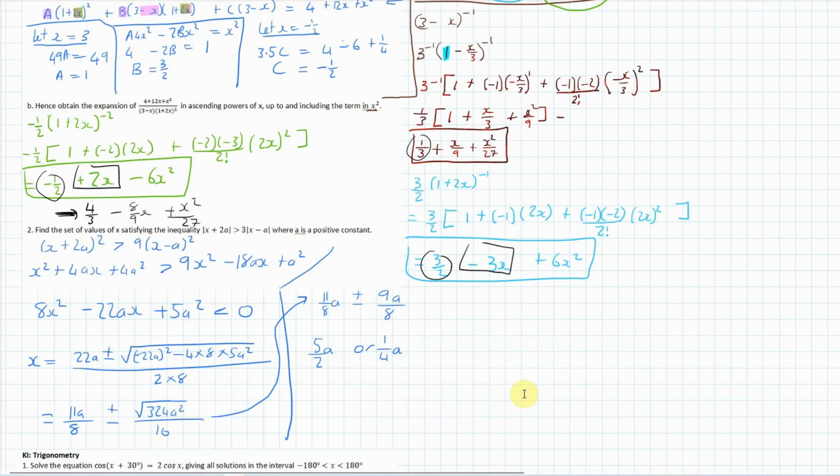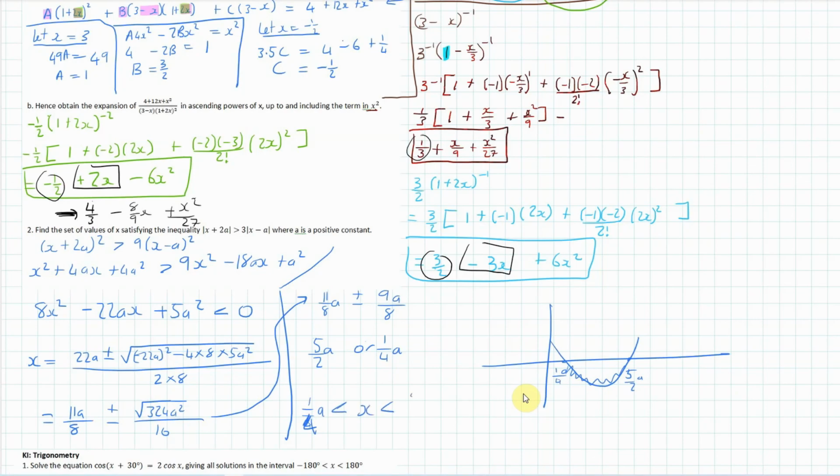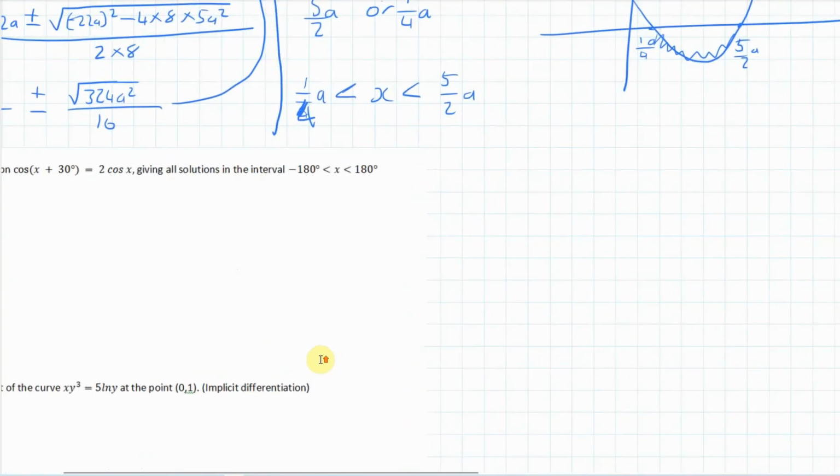Okay, if we draw that again, those are our roots. So we've got a root at 1/4 a, and we've got a root at 5 over 2a, like this. And we want where this graph, or this function, is less than 0, which is in between those. So we write that as 1/4 a is less than x is less than 5 over 2a. And we're done on that one. Okay, what a debacle.